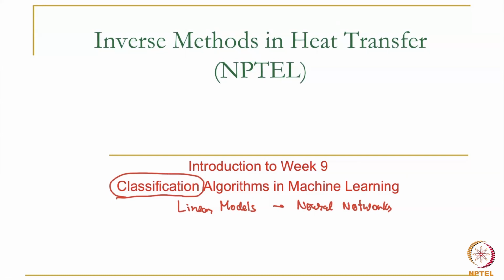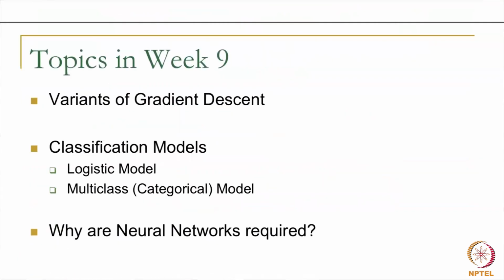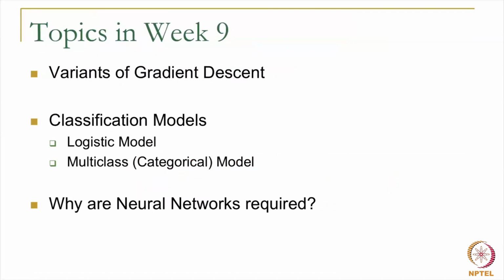And I'll also tell you briefly how linear models with a small modification can start looking like neural networks. Okay. So the topics we'll be looking at this week are variants of gradient descent. When I say variants, this has several technical meanings within the machine learning literature. I'll be looking at a very small version of this. By variants, I mean modifications required for large data sets.